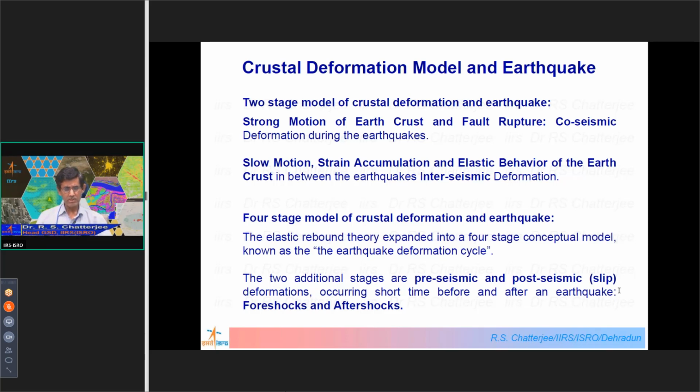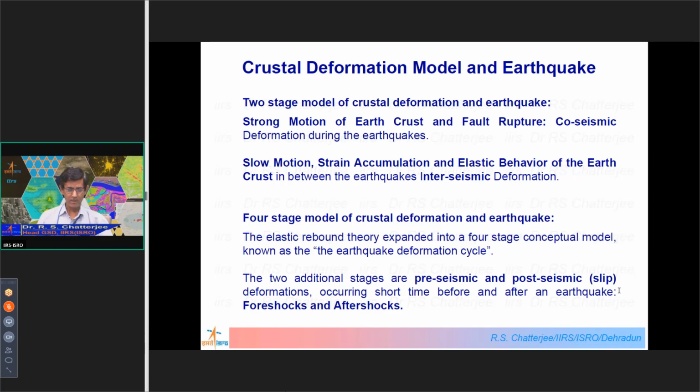And stage two is the slow motion, and here the strain is slowly getting accumulated, and there is elastic behavior of the earth crust in between two or more earthquakes. So this is known as the interseismic deformation. During the earthquake, this is the co-seismic deformation. Here the motion is very strong, the fault rupture takes place, earthquake occurs. And stage two is a slow motion of very long duration, slowly strain getting accumulated, and there is elastic behavior of the earth crust. This is interseismic deformation.